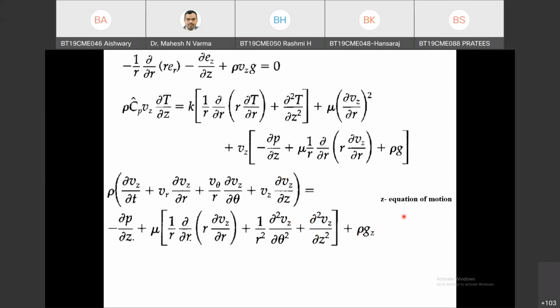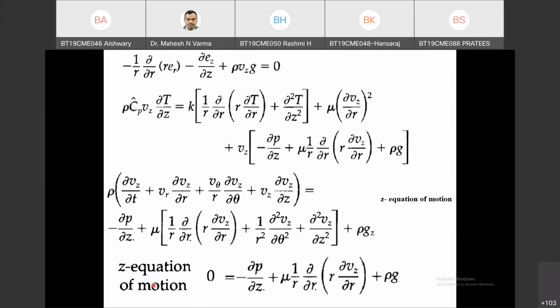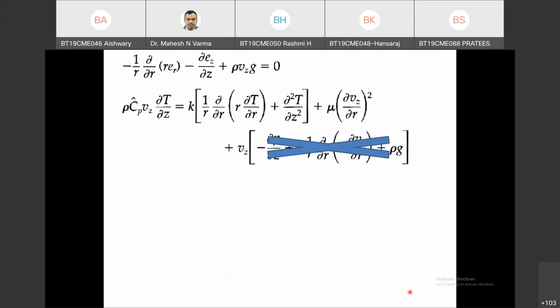If you rearrange this Z equation of change, you can see minus del P by del Z, plus mu times 1 upon R del by del R of R dVz by dR, plus rho Gz. Here also Gz, here also Gz. This equals 0. This is the Z equation of change. This is how you can simplify the equation.